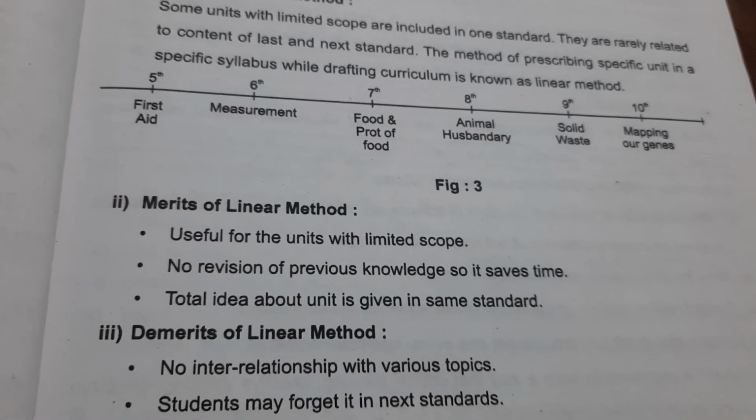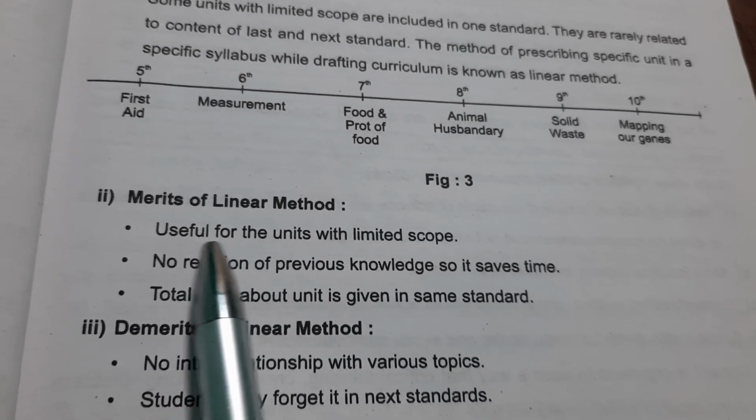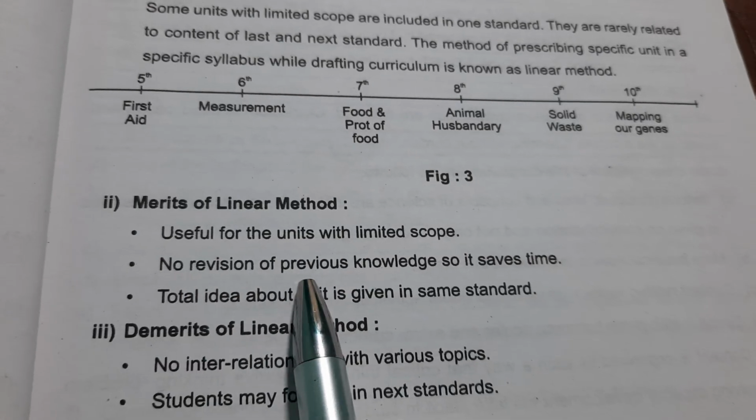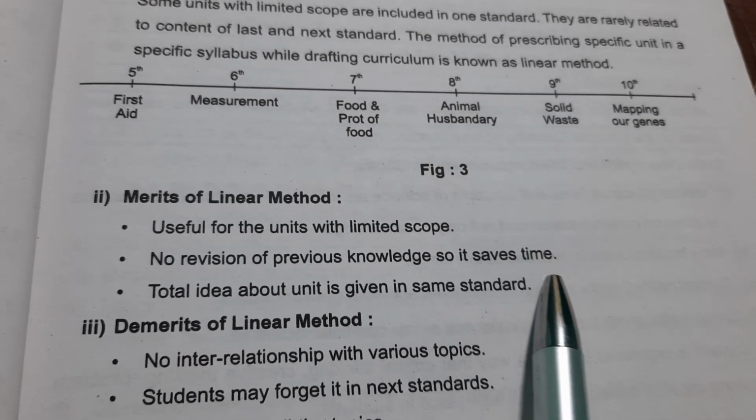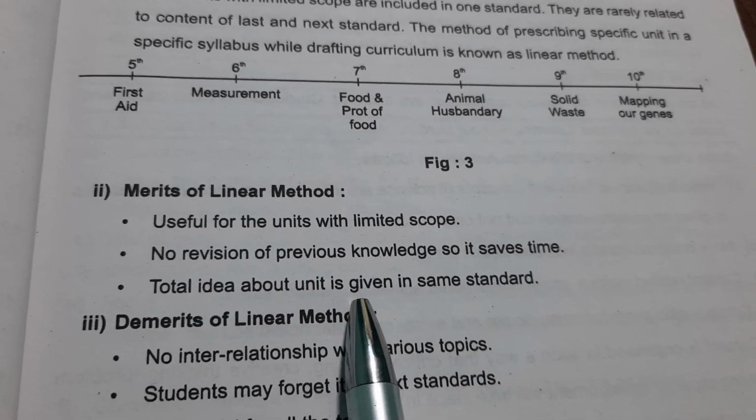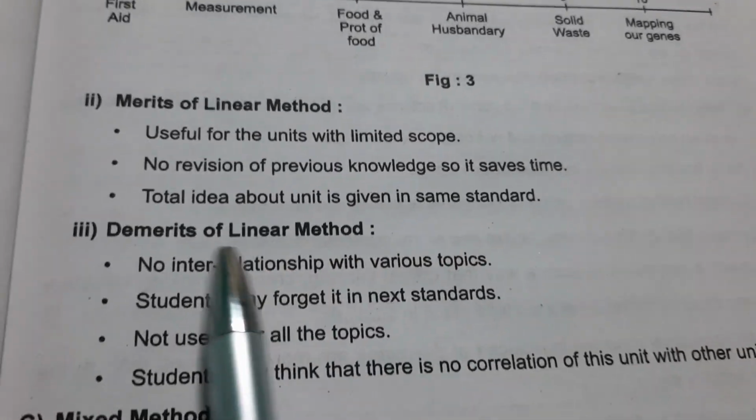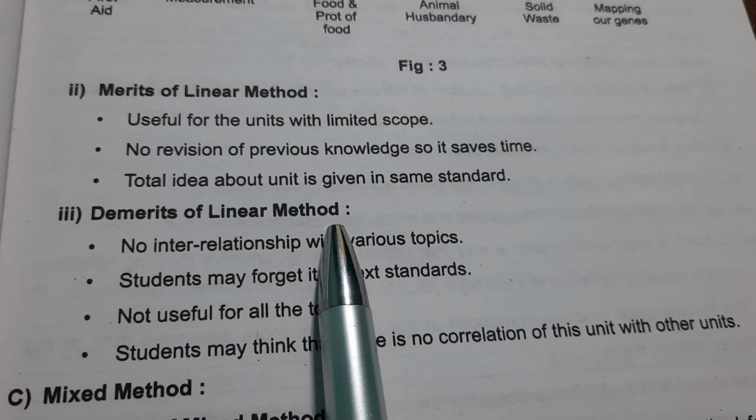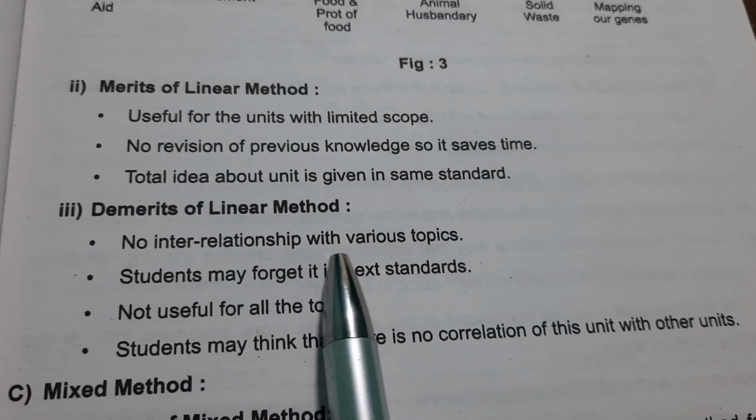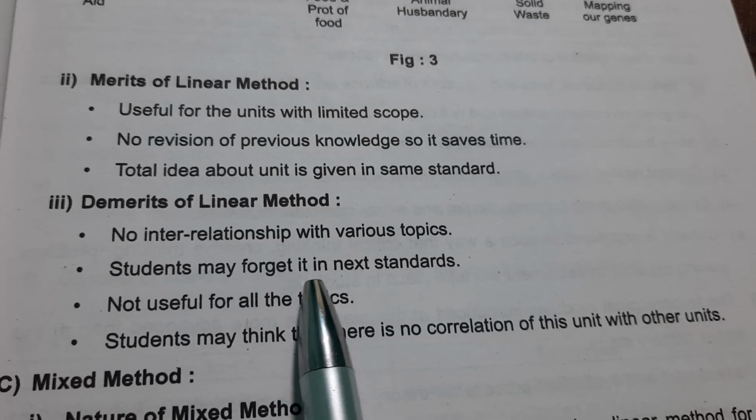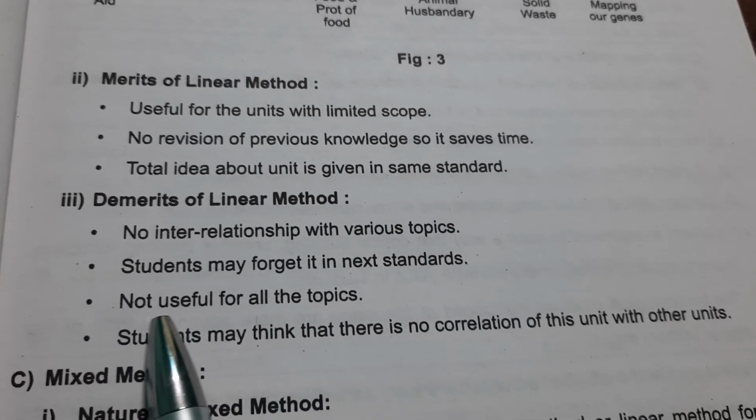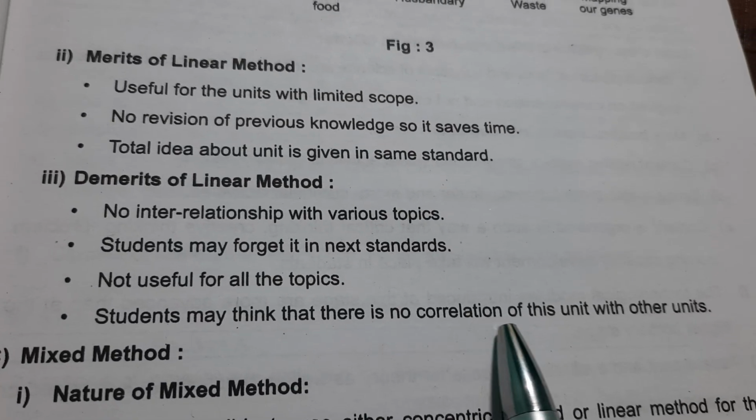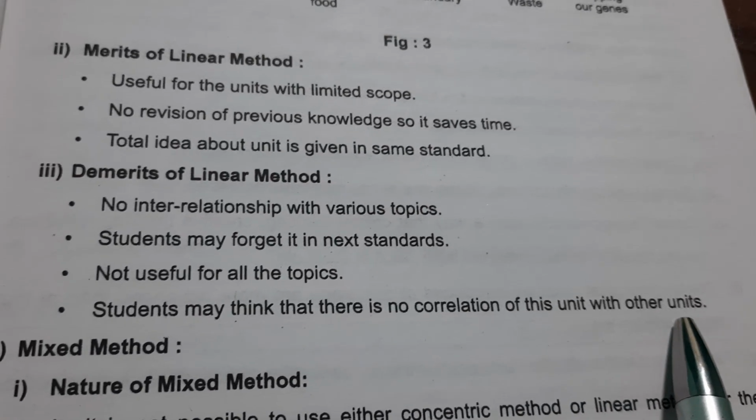So next what we have is the merits of the linear method. In this we have 3 points: useful for the units with limited scope, no revision of previous knowledge so it saves time, total idea about the unit is given in the same standard. Next we have the demerits of the linear method. So what are the demerits of the linear method? No interrelationship with various topics. Student may forget it in the next standard. Not useful for all the topics. Student may think that there is no correlation of this unit with other units.